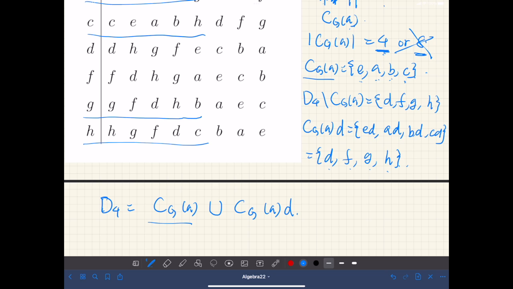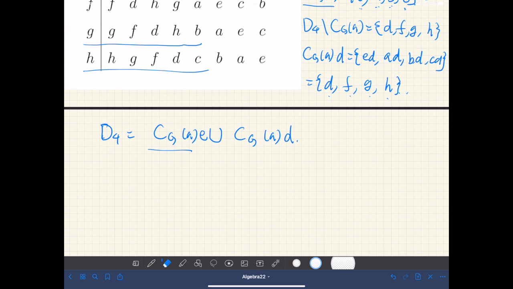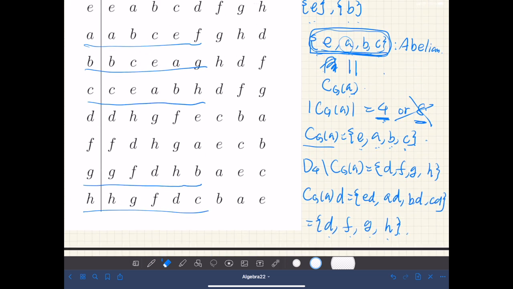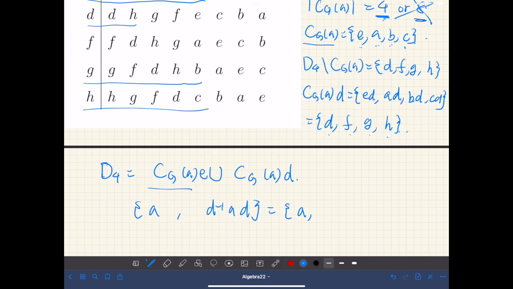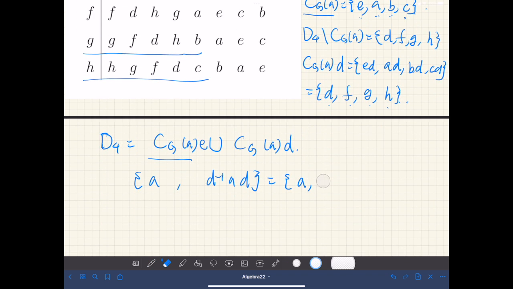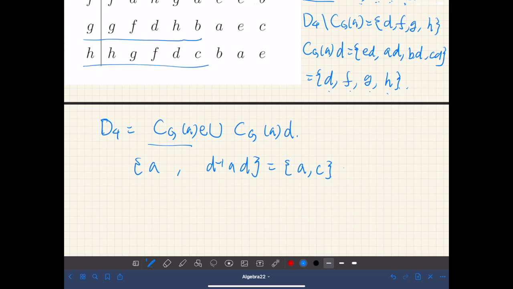So we have D4 equals the centralizer of A, disjoint union the centralizer of A times D. In this case, we can consider the first as times E. Same thing. So the conjugacy class containing A is given by A, and D inverse A D, which is, since D inverse is D itself, D A D. DA is H, and HD is C. So this is the conjugacy class containing A.